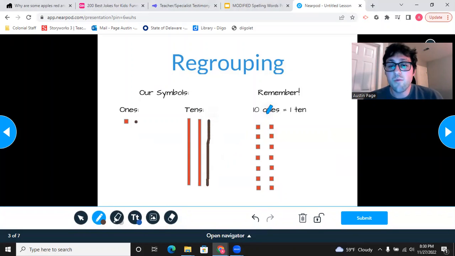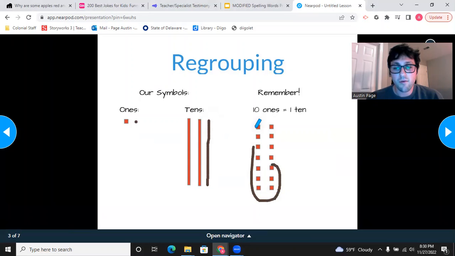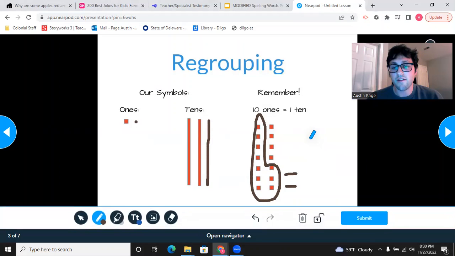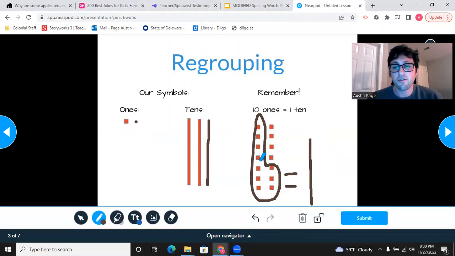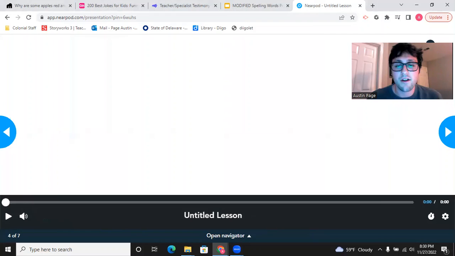Something to remember, 10 ones, 10 red dots like this, is the same thing as 1 ten. So if I count up 10 ones, 1, 2, 3, 4, 5, 6, 7, 8, 9, 10, I can take these 10 ones, all 10 of them that are inside there, and they are equal to one of these, 1 ten. Because this is 1 ten, this is also 10 ones, which are both 10. So that's what we're going to be doing today in some of our problems. Let's watch this video.